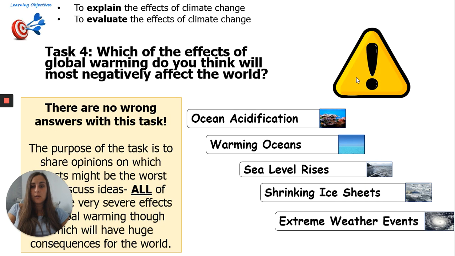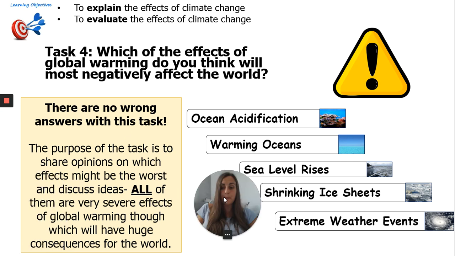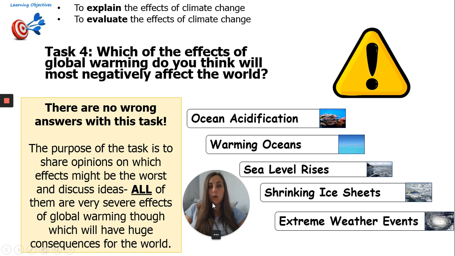Okay, so moving on, the second objective is to evaluate the effects of climate change. So when we evaluate, we weigh things up and look at how serious some of these impacts might be. So task 4 is, which of the effects of global warming and climate change do you think will most negatively impact the world? There are no right or wrong answers with this task, and the purpose of the task is for us to share opinions on what we think the worst effect might be. If we were in lessons, we'd be able to discuss that and all have a little bit of a debate. But obviously, I'll read through your answers and see what people have put.